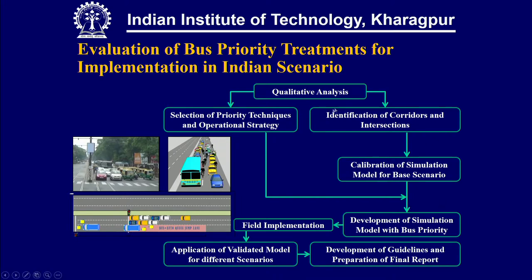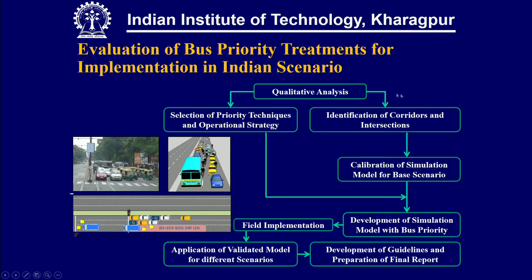So once this qualitative analysis is done, we can also identify corridors to some extent. Probably, if you want to provide a bus lane or a queue jump lane, a single lane corridor will never be applicable. So you have to go for two lane or three lane corridors or more. So the identification of corridors is important. Also, where the signal is fully manually actuated, like the traffic police actually controls the signal, in those cases also it is not very feasible to go for bus priority treatment.